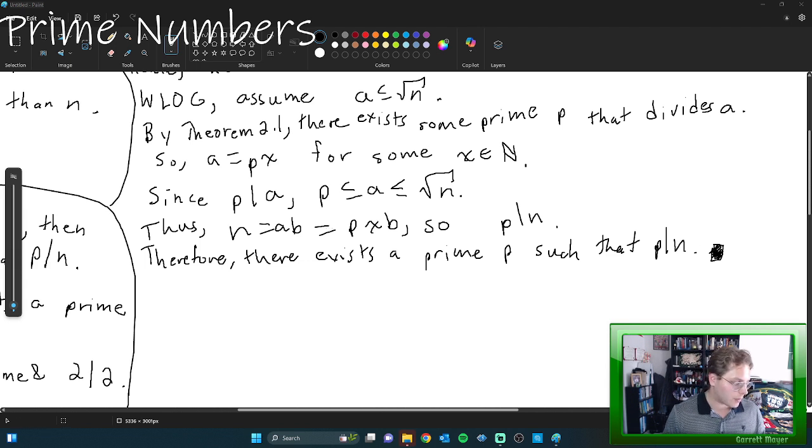So let's look at some examples of this. Just to see how this can show us that a certain number is prime, we're going to show that 101 is prime.